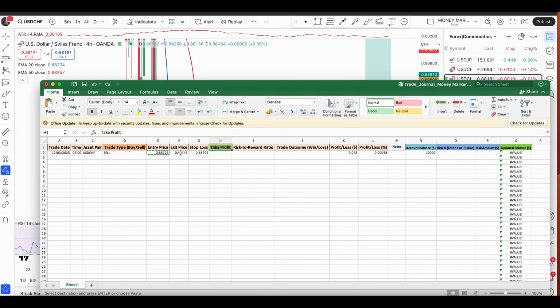Where you exit your trade, meaning your take profit has been hit. So you copy that and paste it. It gives you the reward to risk ratio automatically. So that is the beauty of this spreadsheet. Whatever you do, it will calculate the numbers itself.